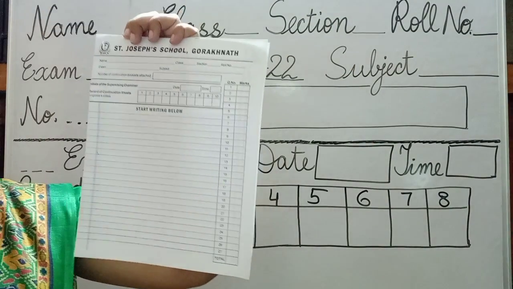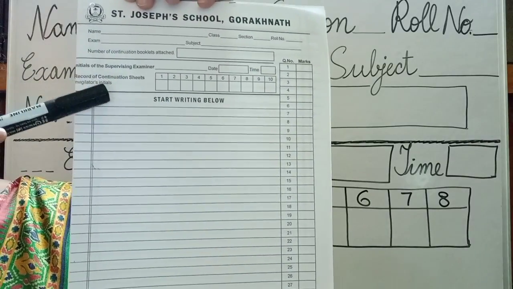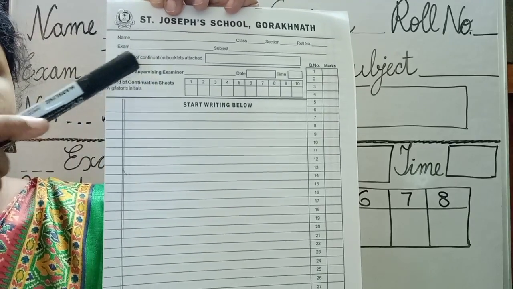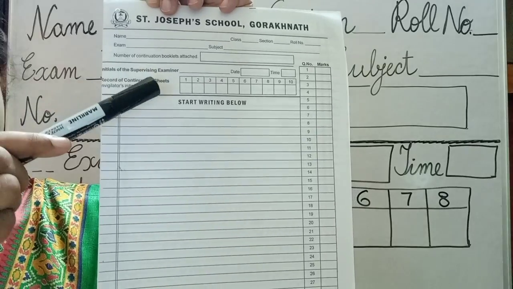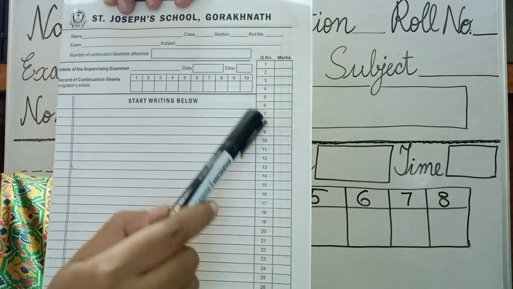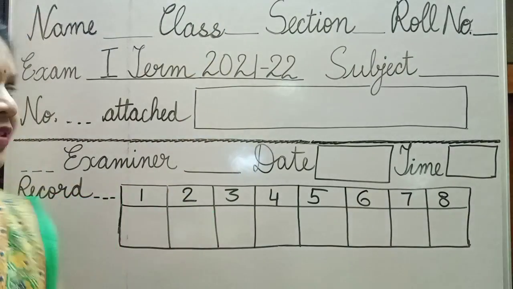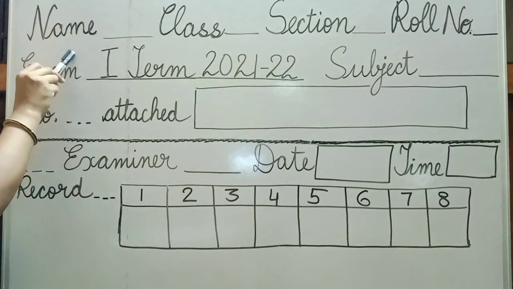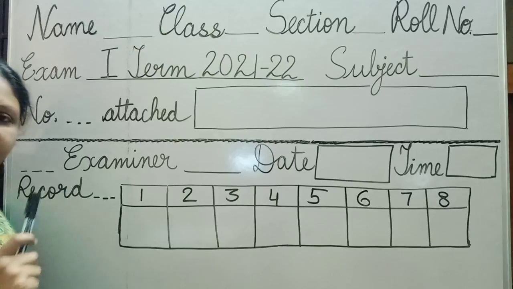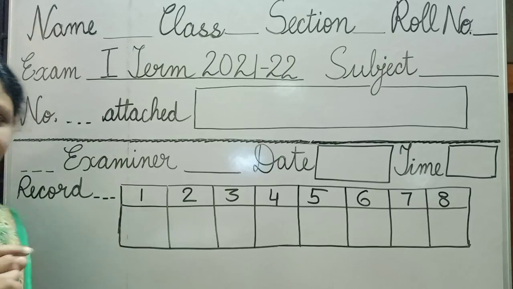If you observe this carefully, you will find that these two columns are supposed to be filled by either the child or, for some of the topics, by the parents. Whereas the column towards your right hand side is supposed to be filled by only and only teachers. When you begin writing the details, make sure that you write your full name. So in the name, all of you will have to write your full name clearly.